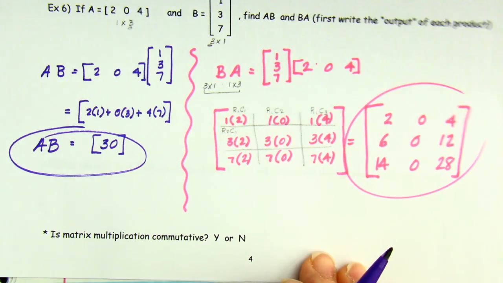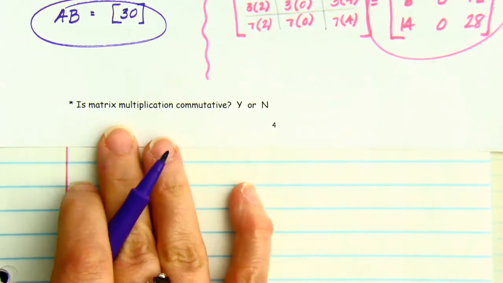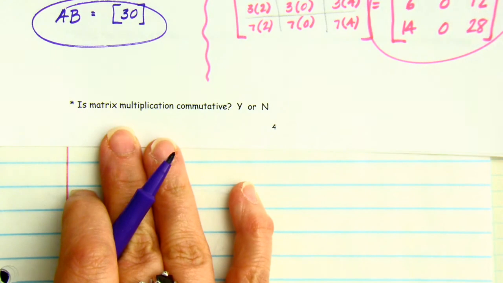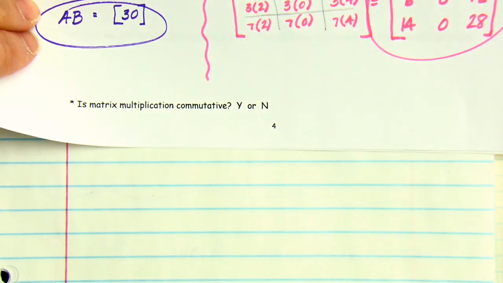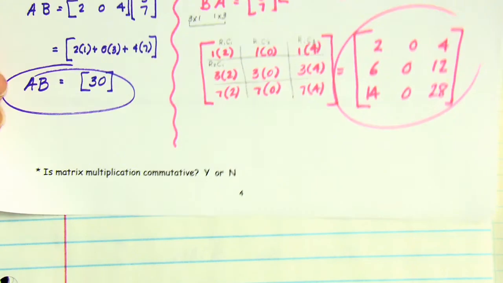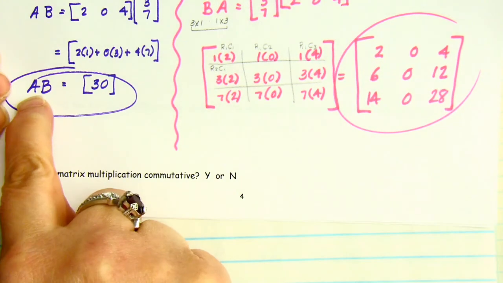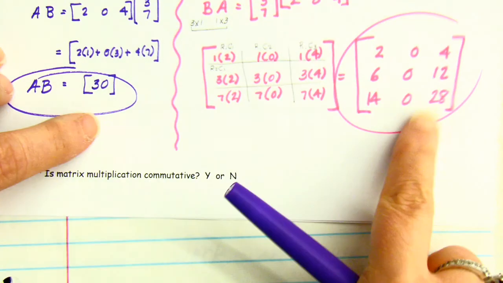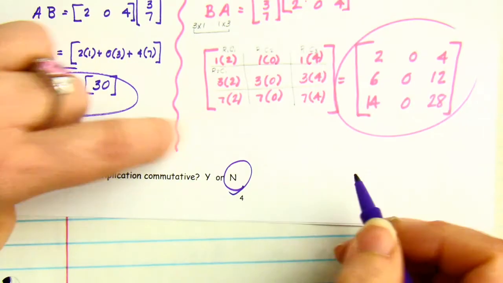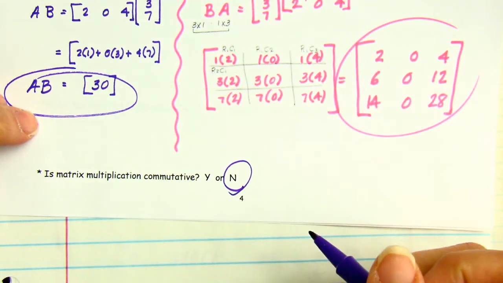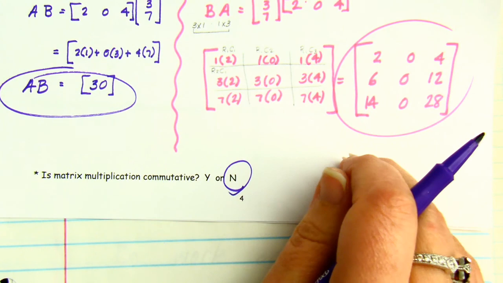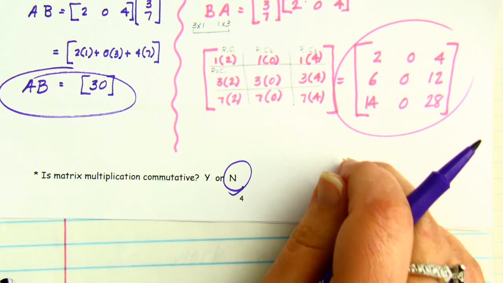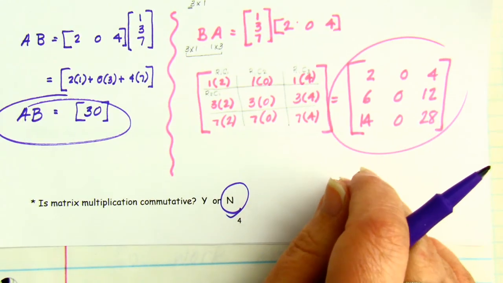Now, down at the bottom of the page, it says, is matrix multiplication commutative? Right? Basic multiplication is commutative, right? 2 times 3 equals 3 times 2. But is matrix A times matrix B equal to matrix B times matrix A? And when we look at the outputs, we have to say no, absolutely not. Okay, so you can't just find A times B and assume B times A is the same. It is not with matrix multiplication.